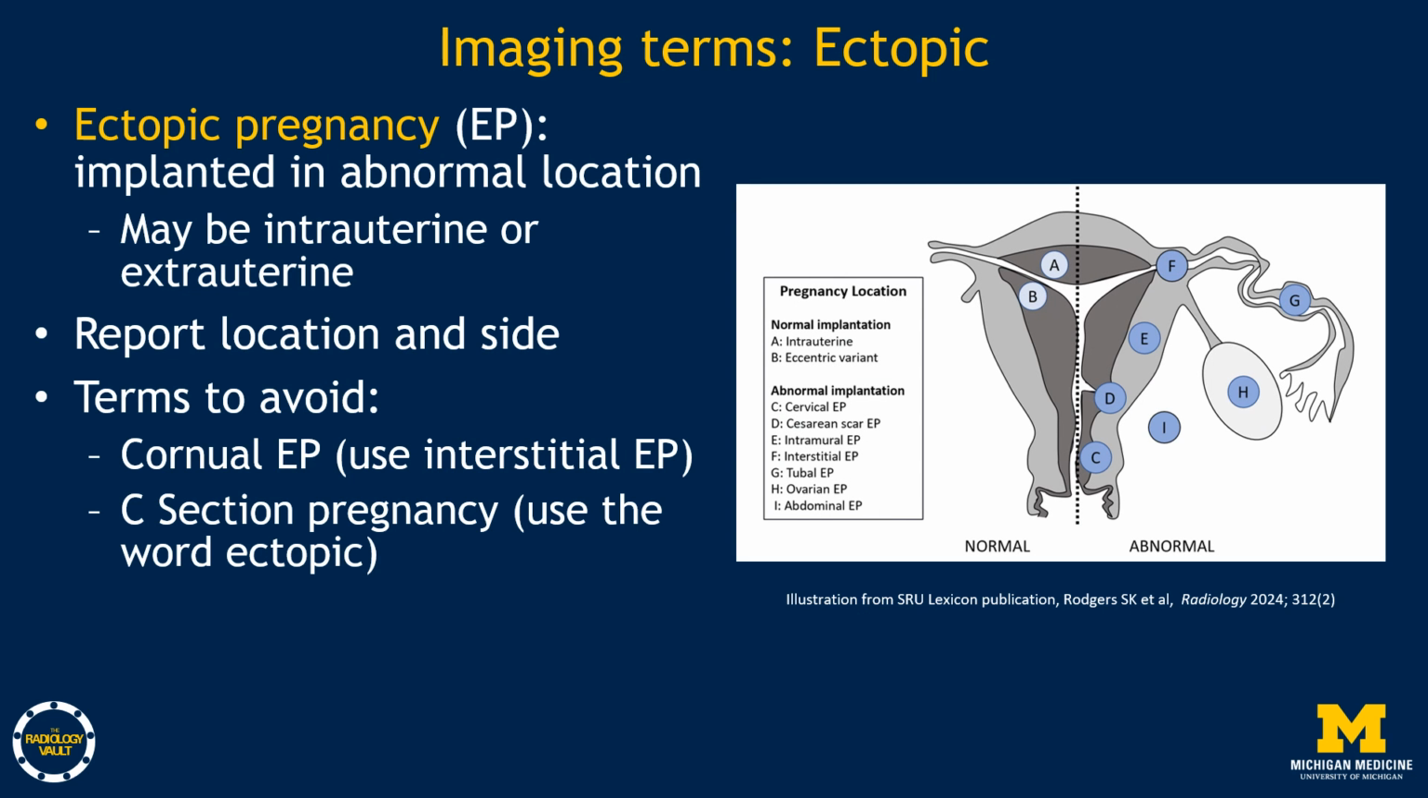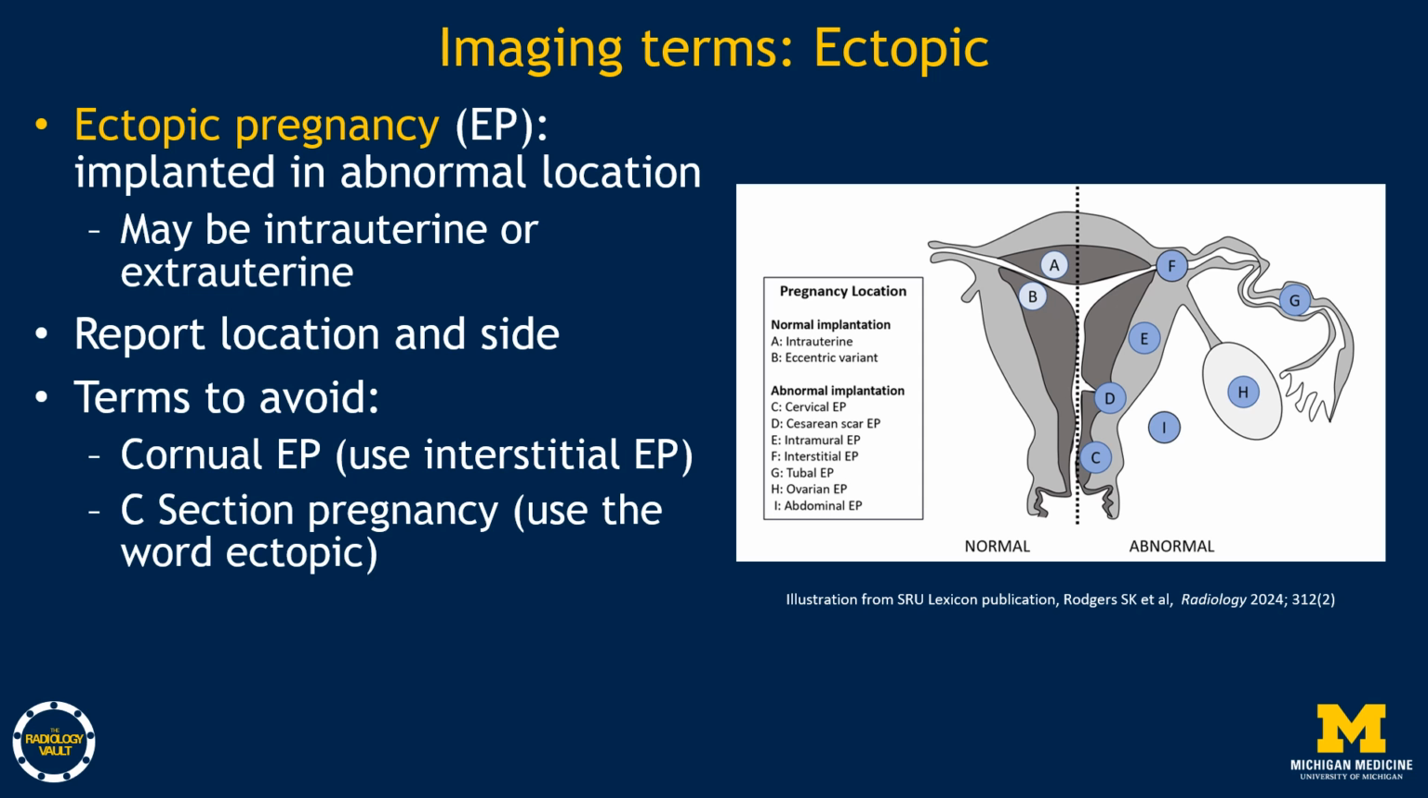The term ectopic in general is an extremely important one, and an ectopic pregnancy is any pregnancy implanted in an abnormal location. And that location may be intrauterine or extrauterine, and this is a change from prior practice where ACOG guidelines only use the term ectopic to talk about extrauterine pregnancies. However, as you know, there are several types of intrauterine ectopic pregnancies, including interstitial, scar ectopic, and cervical ectopic pregnancies.